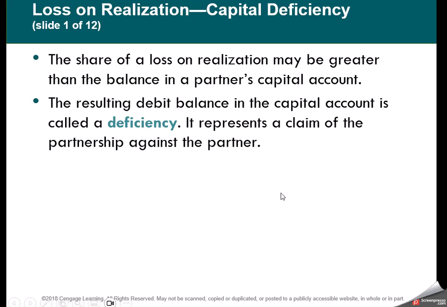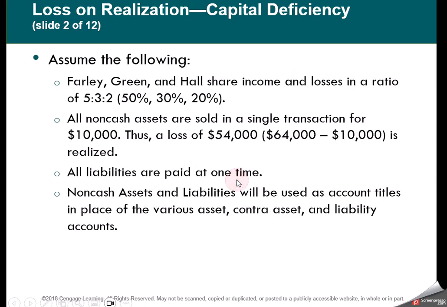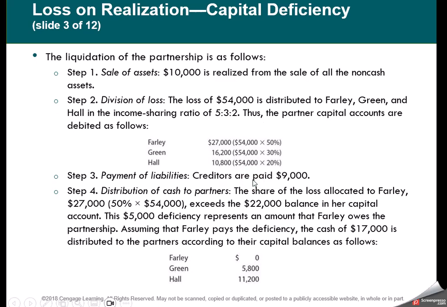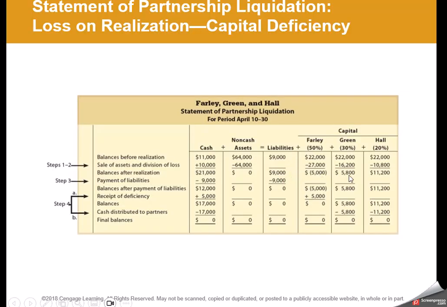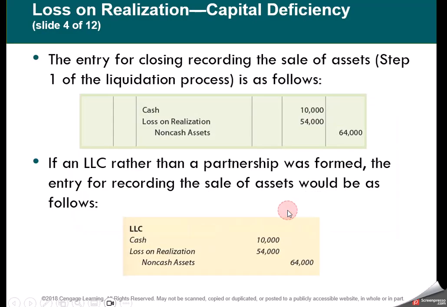Okay, then what if it ends up with a deficiency where they don't even have the credit in their capital balance? Then that's an actual claim against that partner. So now they have a $54,000 loss and all those liabilities are due, so then that $54,000 loss is shared based on their ratio. They still owe the $9,000. So when we look at it here, when they go across, Farley is actually going to owe $5,000. So he's got to pay that up.